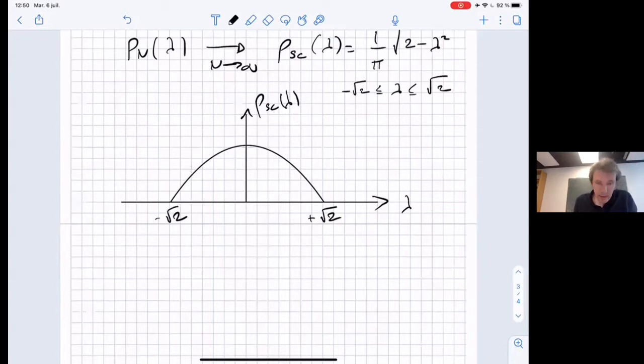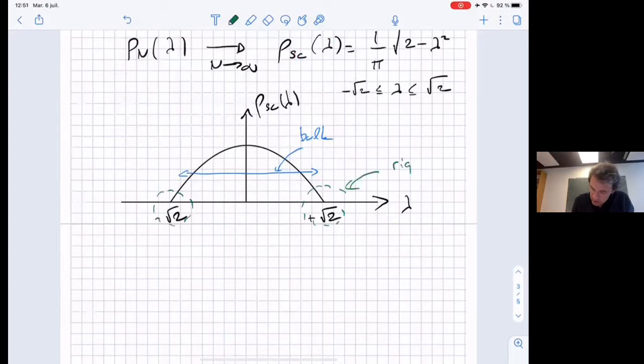Now, if you look at this density, what I call the bulk is essentially what happens when you are far away from the boundaries. That's what I would like to call the bulk, while the edge would be what happens close to the border of this interval. So that's the first rough definition of what the bulk is. I will denote it this way, while there are some regions which I would like to call the right edge and the left edge.